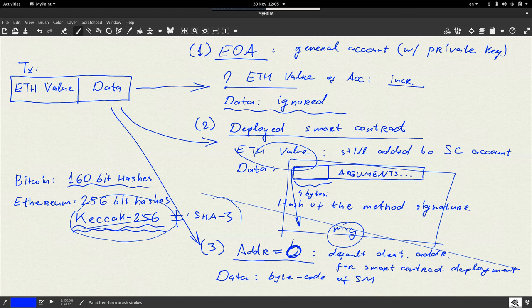What is the Ethereum value? If you send both data and Ethereum value to address zero, the Ethereum value is simply lost. It does not become Ethereum value associated with your deployed smart contract. Don't make this mistake. You first need to deploy your smart contract by sending it to address zero. As a result, in this transaction you will obtain the address of your deployed smart contract. Then you send funds to the address of your deployed smart contract, not to address zero.